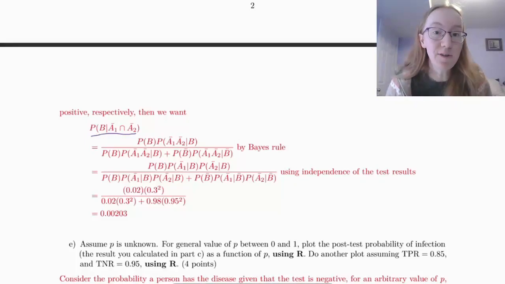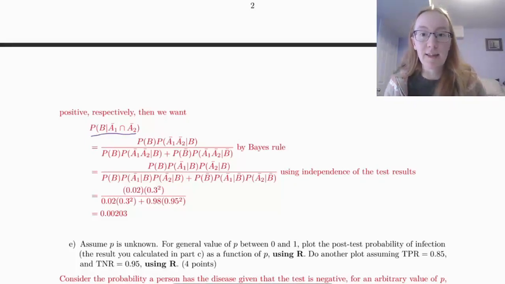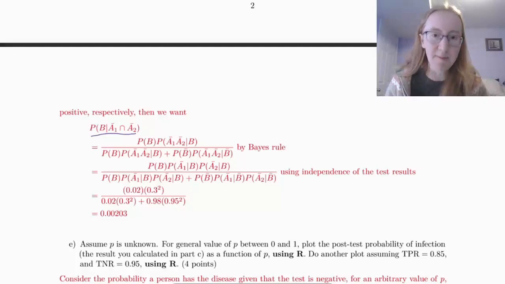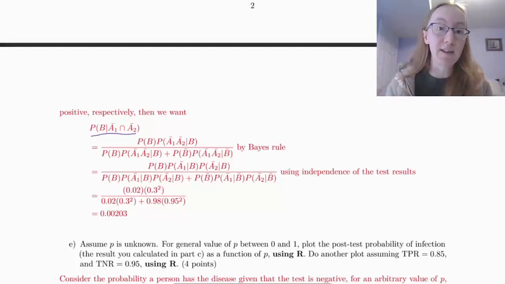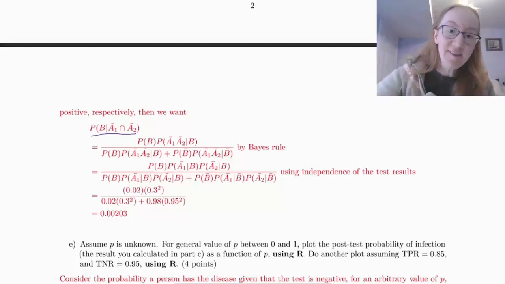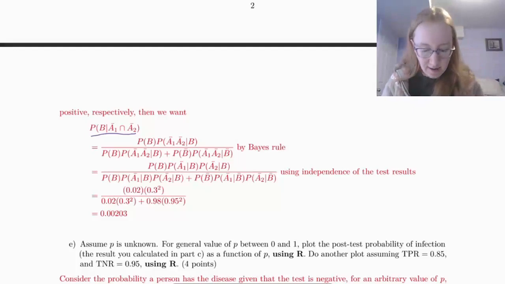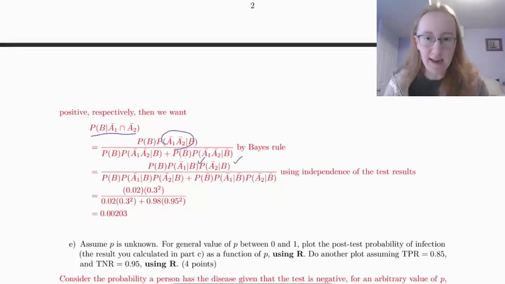And then by Bayes' rule, we can split that up into the probability of B times the probability of A1 complement intersect A2 complement given B, and then on the bottom, dividing it up using the law of total probability. And then we use independence of those test results, so we can split this up into these two things, and similarly for the denominator, and then we can calculate it, and we get 0.00203.